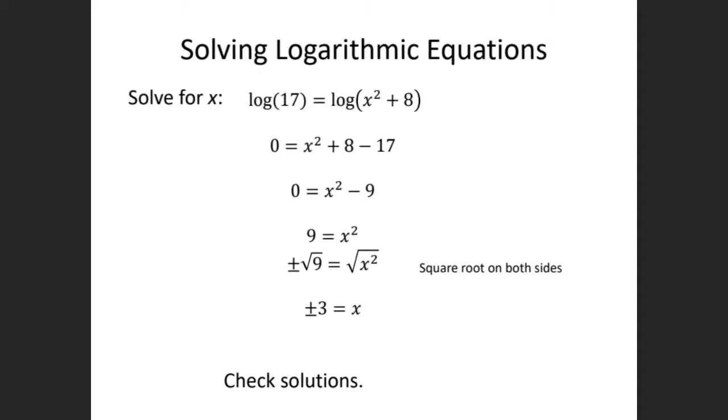Difference of squares is x minus 3, x plus 3. The x values are 3 and negative 3, right? And again, you always want to check your solution. You want to make sure that the values, the answer that you get, satisfy the equations.